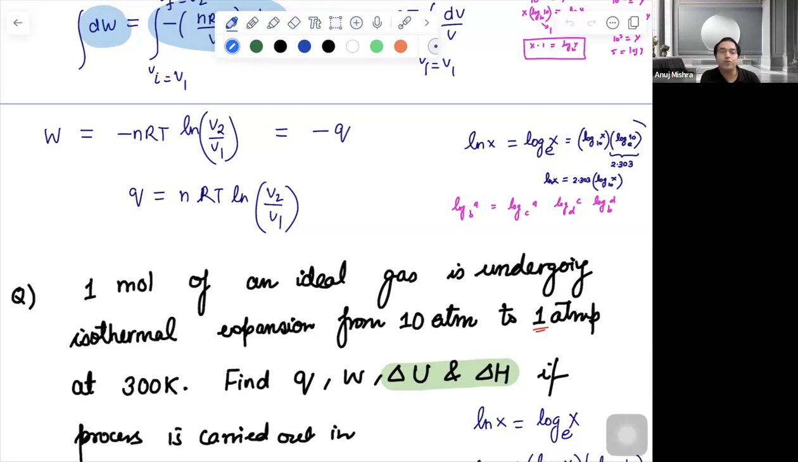What all formulas we know so far? We know just one formula. Q is nRT ln V2 by V1, which is minus W. उसी को use करना होगा, of course. So can you give me the answer quickly? अभी लोग एक ही formula किया अभी तक, तो एक ही चीज पूछूंगा मैं अभी. Try to answer.